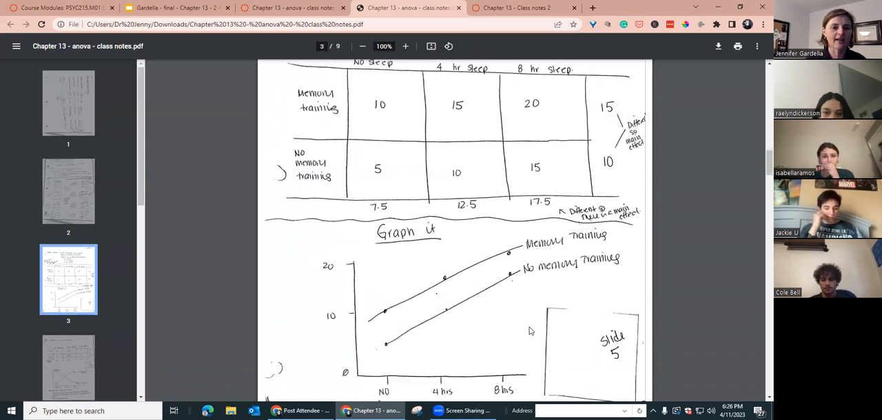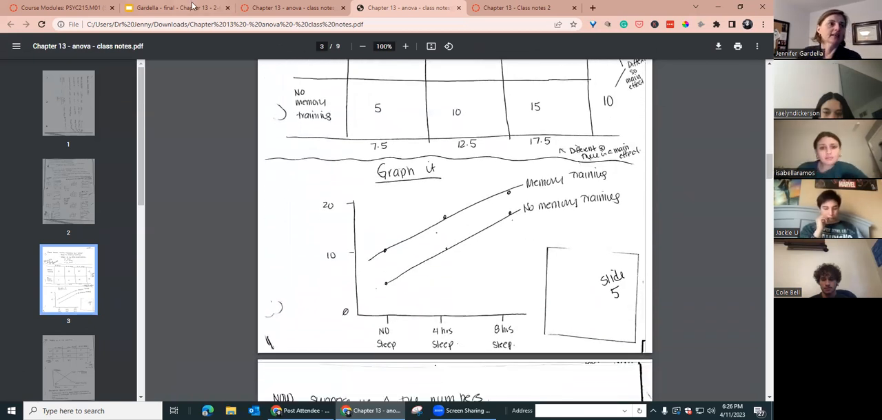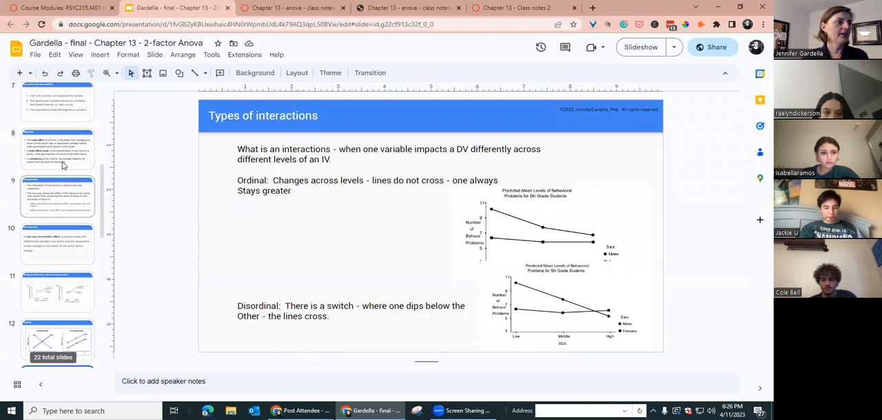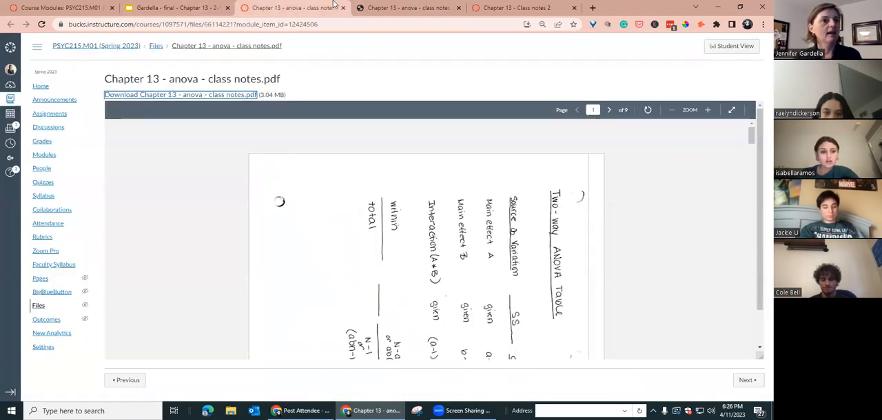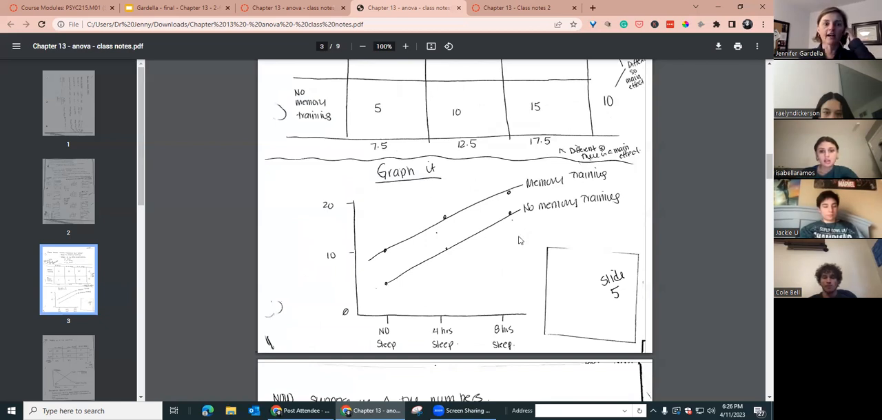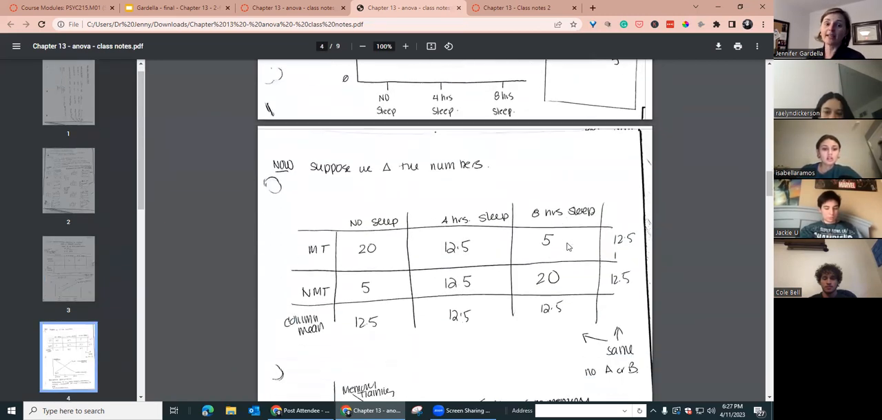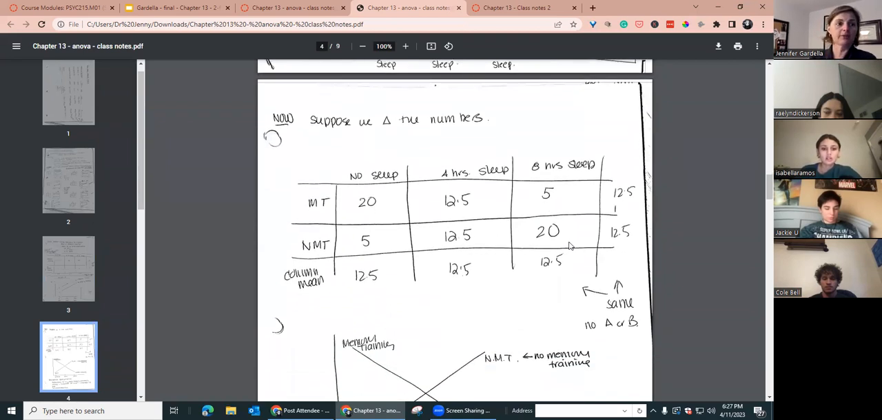What does this look like on a graph? Okay, so here I graphed it for you. There's no interaction. We don't see any difference, there's no dips, there's nothing. For the two lines, memory training and no memory training, the more sleep you get, the more words you recall. But now we can also change those numbers.